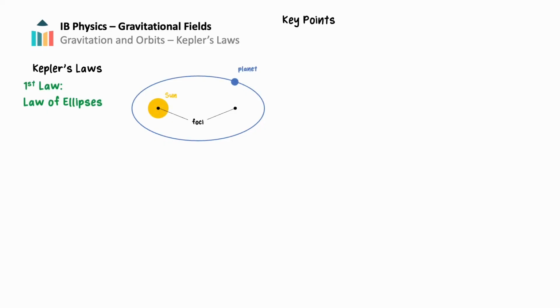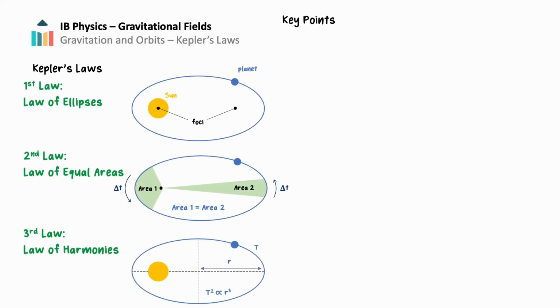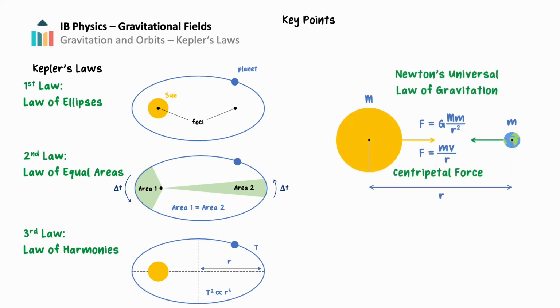So, that wraps up our discussion on gravitation and orbits, with a closer look at Kepler's three laws of planetary motion, including Kepler's law of ellipses, the law of equal areas, and the law of harmonies. These findings were pivotal in revolutionizing our understanding of the cosmos, setting the stage for Isaac Newton's groundbreaking work on the laws of motion and universal gravitation. We've also seen how Kepler's third law can be derived using Newton's laws, further deepening our understanding of celestial motion.